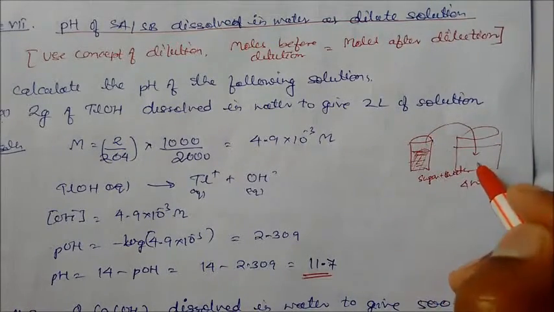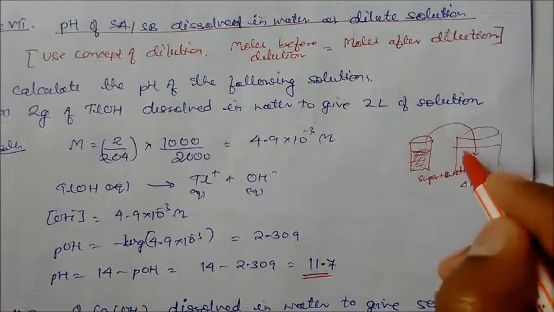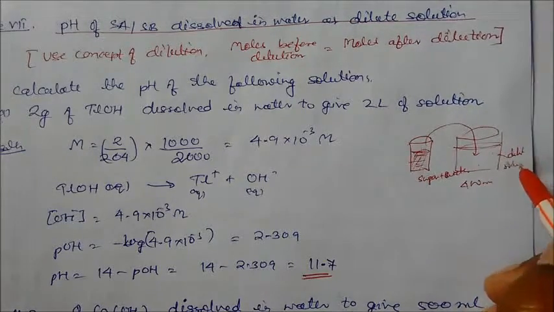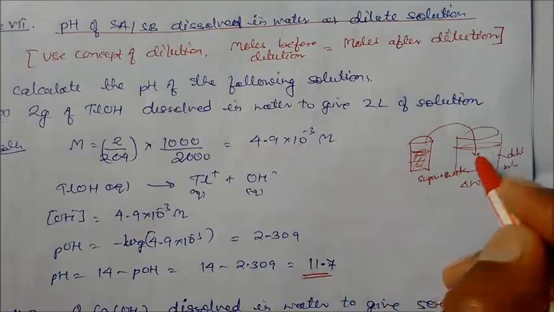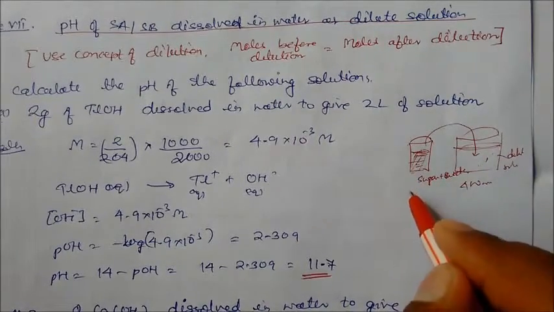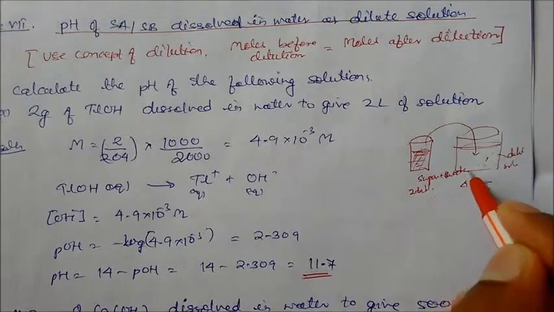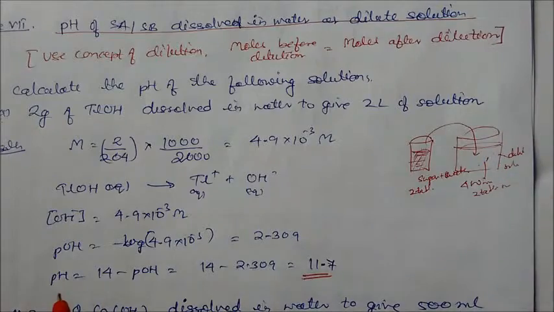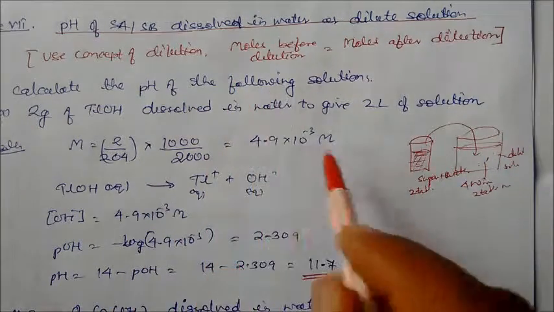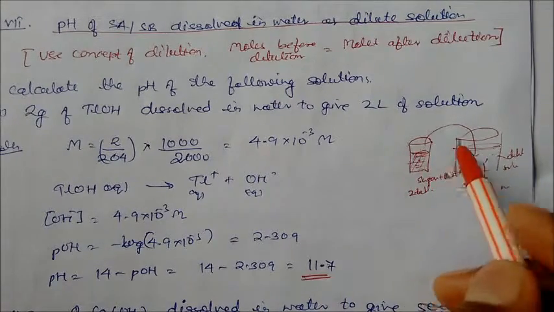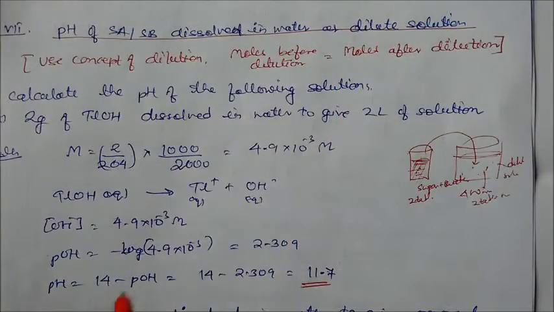When you put this in, what will happen? The solution becomes a dilute sugar solution, but the amount of sugar will be the same. If you take, suppose, 2 tablespoons of sugar, this also contains 2 tablespoons of sugar, but the volume is larger. So the moles of sugar before and after dilution are both the same. This is the concept used over here.